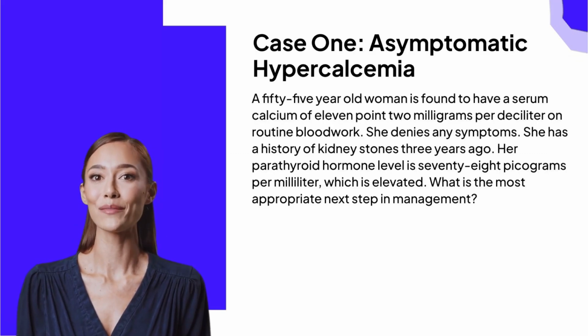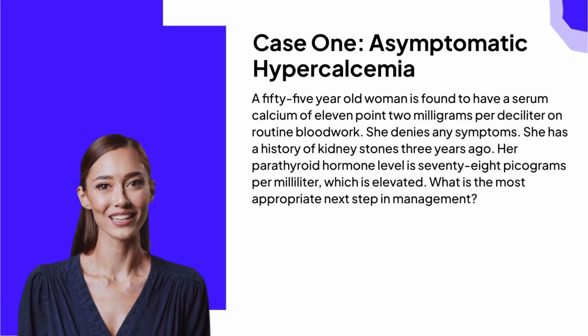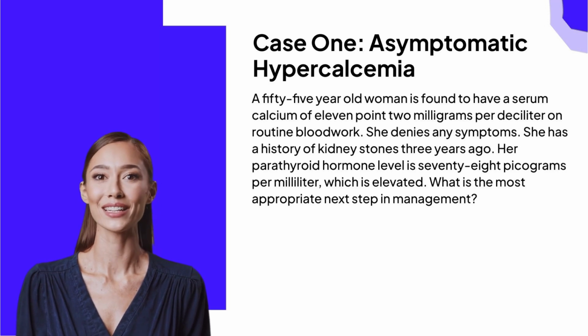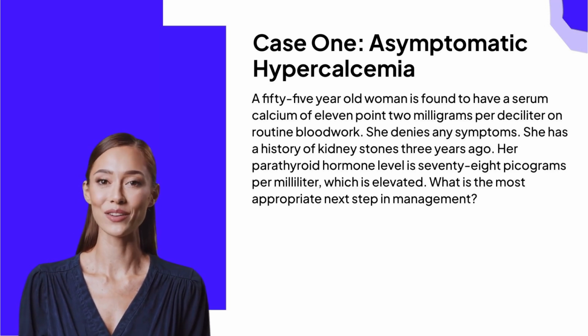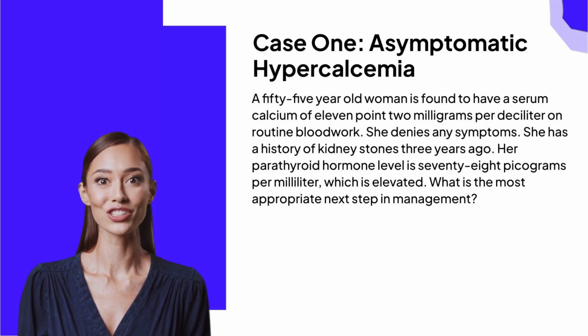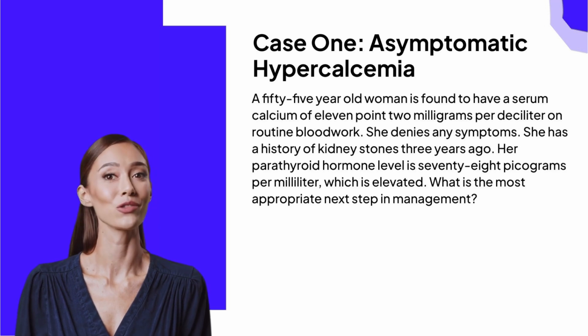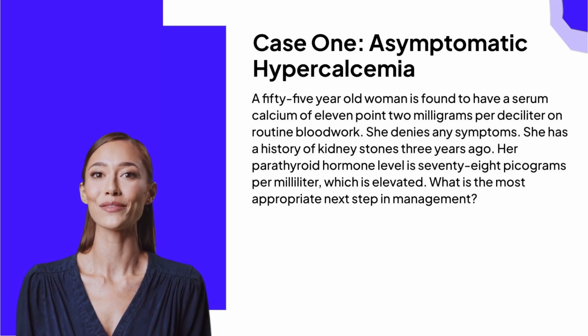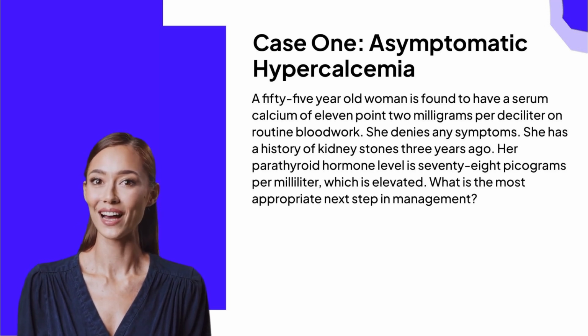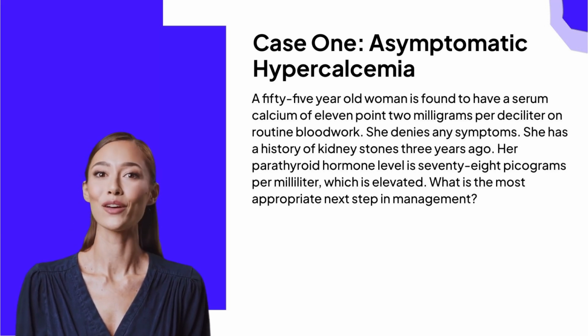Read this stem carefully. This is your classic primary hyperparathyroidism presentation. The key buzzwords are asymptomatic hypercalcemia discovered incidentally, a history of kidney stones, and an elevated parathyroid hormone level. Notice the calcium is only mildly elevated at 11.2. This is typical for primary hyperparathyroidism. Malignancy usually causes more severe hypercalcemia, often above 14. The parathyroid hormone being elevated in the setting of high calcium is the diagnostic giveaway. Normally, high calcium should suppress parathyroid hormone. When it does not, you have autonomous parathyroid function.